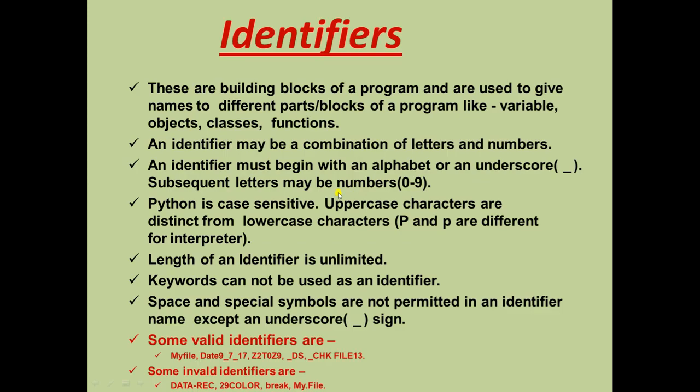Python is a case sensitive language, so upper case and lower case characters are different. The length of an identifier is unlimited. A keyword cannot be used as an identifier. Spaces and special symbols are not permitted in an identifier except underscore. So these are some valid identifiers. This is a valid identifier and these are the invalid identifiers.